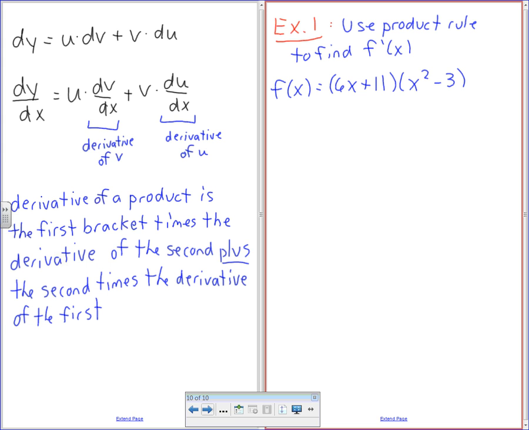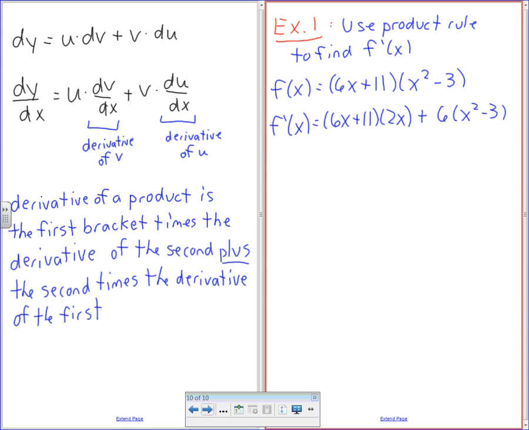Is that good? Yeah, so f prime of x is going to be 6x plus 11 times 2x plus, what's the second half of the derivative going to be then? Yeah? 6 times x squared minus 3. Now let's just make sure we know how we got that. So this is u times dv. dv is the derivative of the second bracket, so x squared minus 3 changes to 2x, plus the derivative of the first bracket, which changes to 6, times the second bracket there. Okay, so you see what I tried to do there before? Now we've got to flow it out.